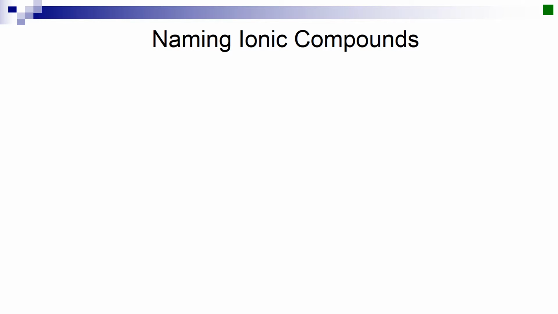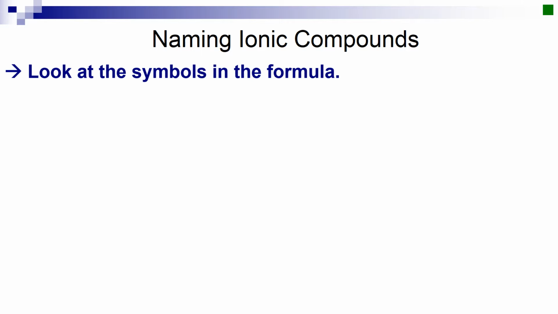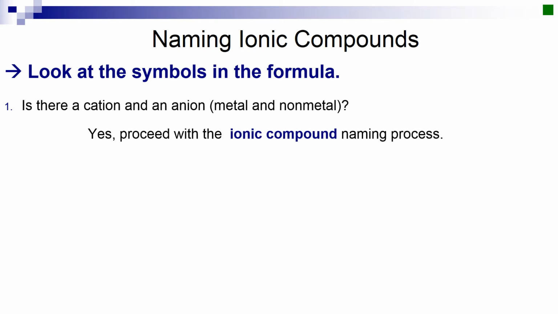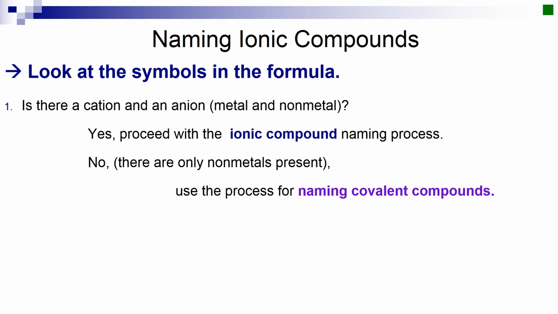Well, this module is on naming ionic compounds. So we want you to be looking at the symbols in the formula really carefully. And the first step is asking, is there a cation and anion, which you can think of most commonly as a metal and a nonmetal? If yes, we need to proceed with the ionic compound naming process. If no, and there are only nonmetals present, then we want to use the process for naming covalent compounds. And that's coming up soon, separate module.